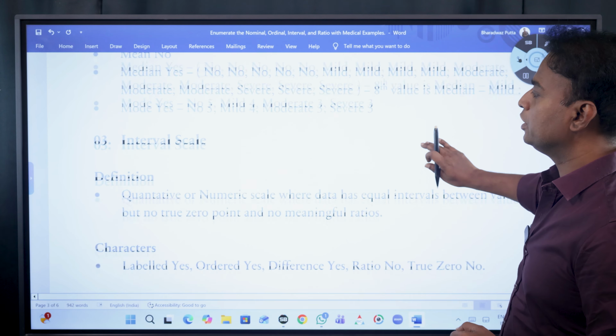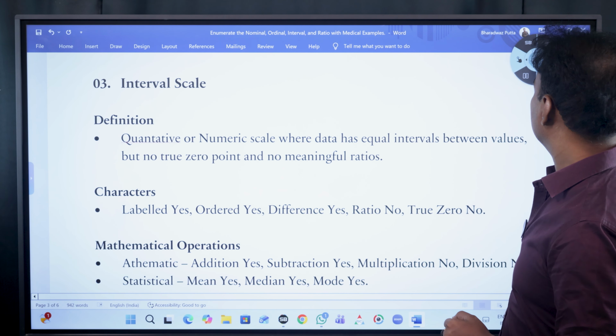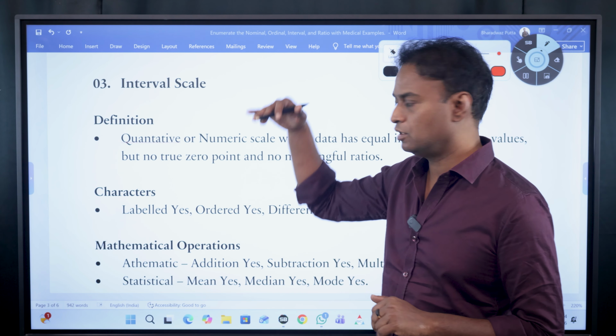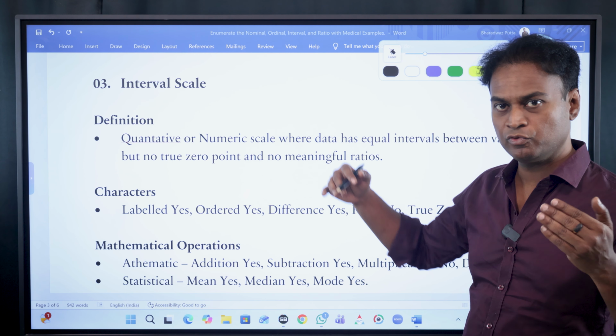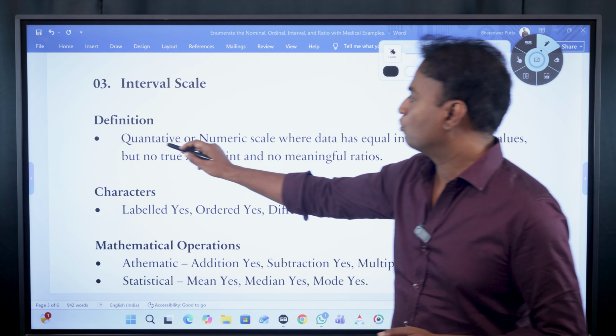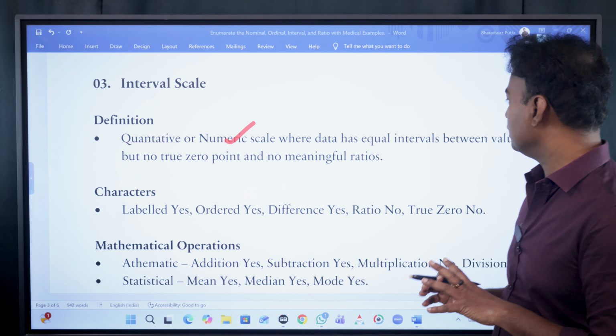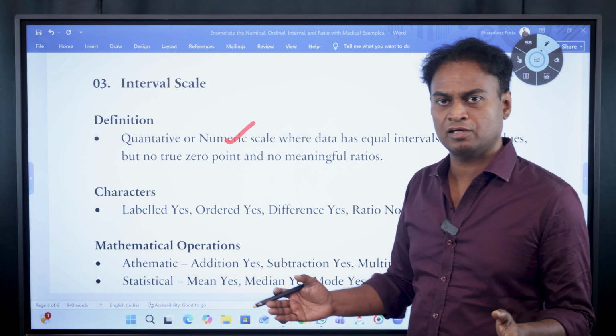Next we go to interval scale. How do you define interval scale? Interval scale is a quantitative scale. Till now we have seen quality, now we are coming to quantity. It is also known as numeric scale. It is a scale where the data has equal intervals.